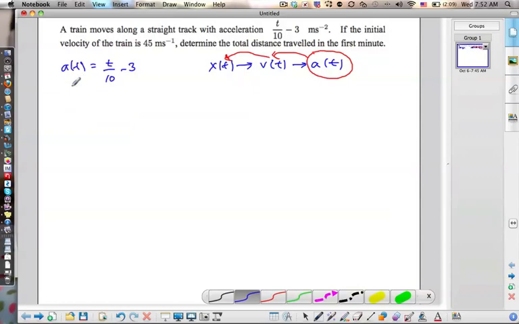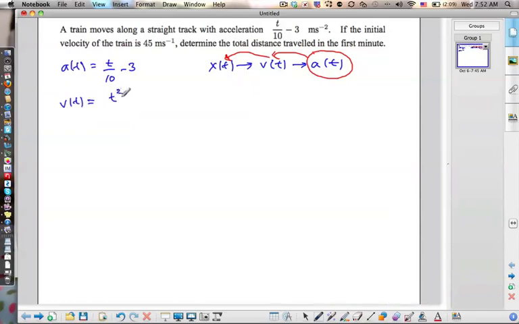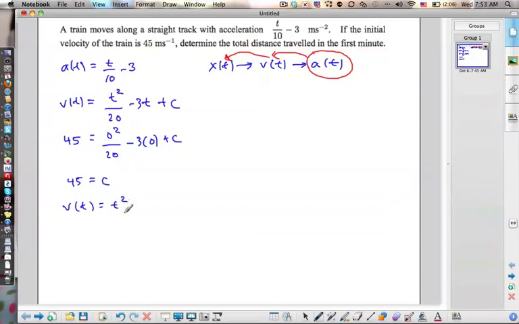So if a of t is this, then v of t is, take the integral, t squared over 20 minus 3t plus c, and then we can plug in our initial values. So 45 equals 0 squared over 20 minus 3 times 0 plus c. So 45 equals c. So then we have v of t equals t squared over 20 minus 3t plus 45.